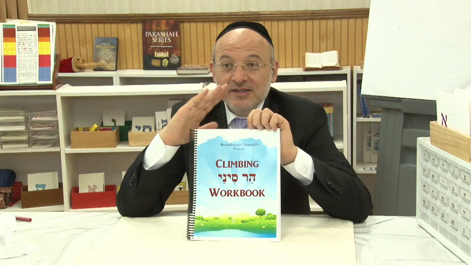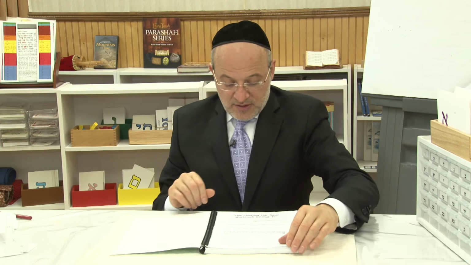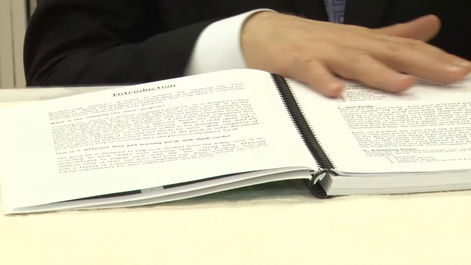So let me share with you how this works. The Climbing Har Sinai workbook has in it, in the introduction, about 6 different activities which we already played together: match memory, go fish, round, speed round, spell it, etc.